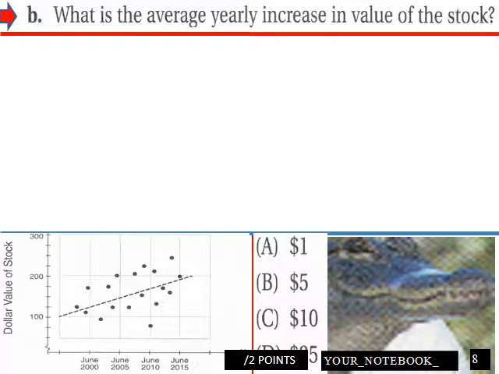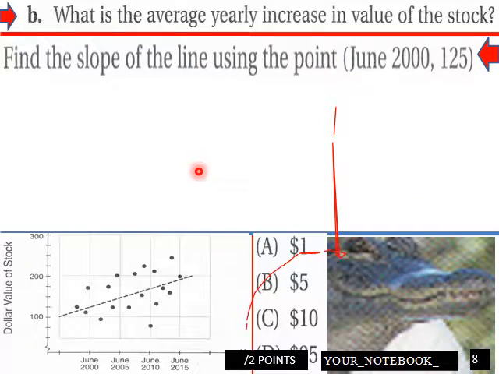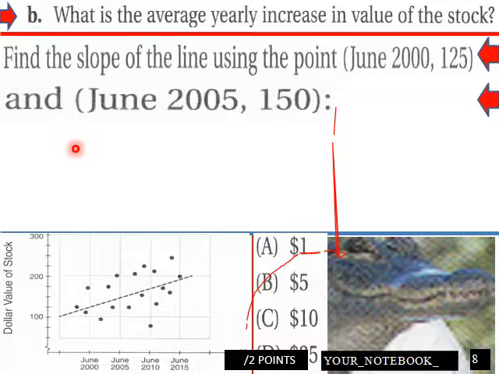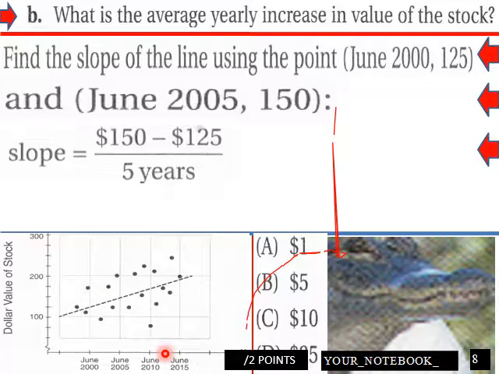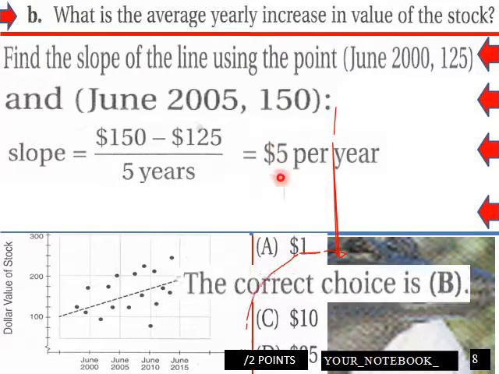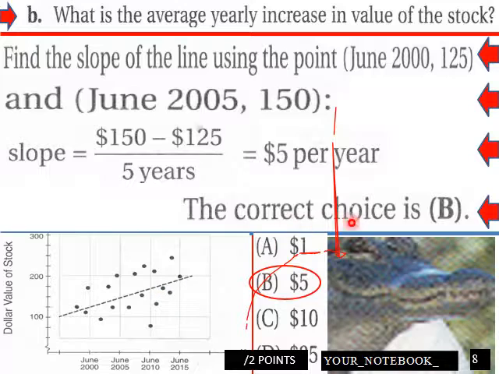So what is the average yearly increase in the value of the stock? What would be the average value increase there? Find the slope of the line using June 2000, 125, and June 2005, 150 as our points. So we're going to find the slope of those, $5 per year. Correct choice would be B. So what is the average yearly increase of value? We gain $5 per share.